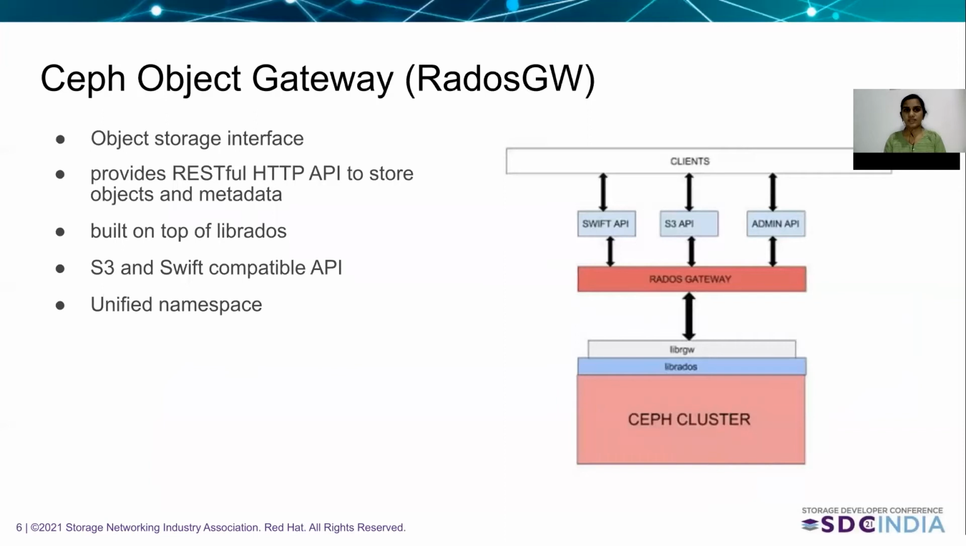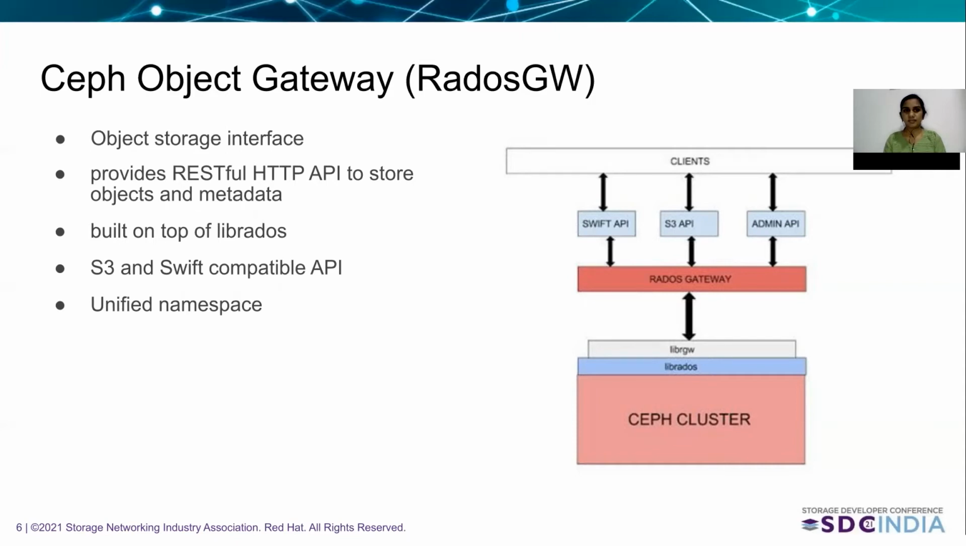The Ceph Object Gateway, or Rados Gateway, or simply put the RGW server, provides an object storage interface to the Ceph cluster. So using this server, one can use the Ceph cluster as an object store. It provides a RESTful HTTP API to store the objects and their metadata. It has support for two HTTP frontends, Civetweb and Beast, and it interacts with the underlying Ceph cluster using the library called Librados.